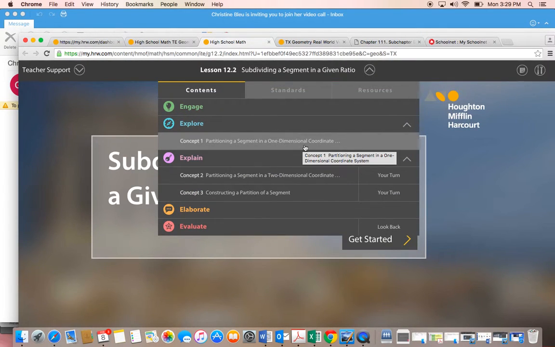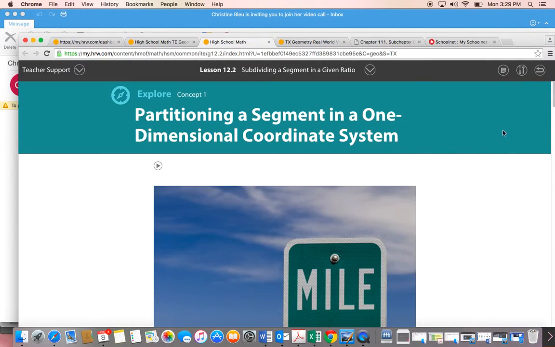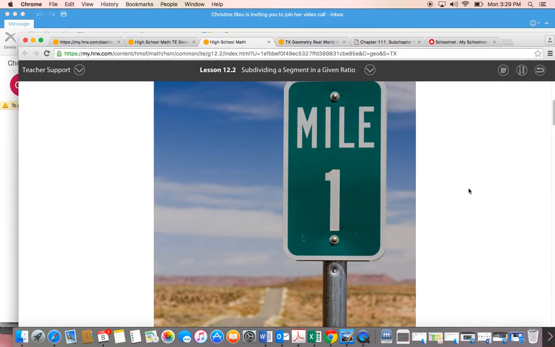Let's start out with the exploration. I really like this because it starts out concrete. It starts with where you might really use this in real life. I just reset it so that the answers that I did earlier would be cleared. So to partition a segment in a one-dimensional coordinate system, we're going to talk about traveling down the highway.